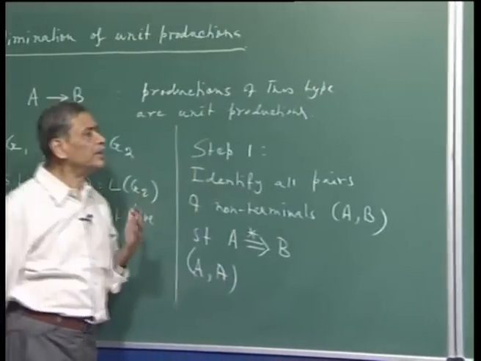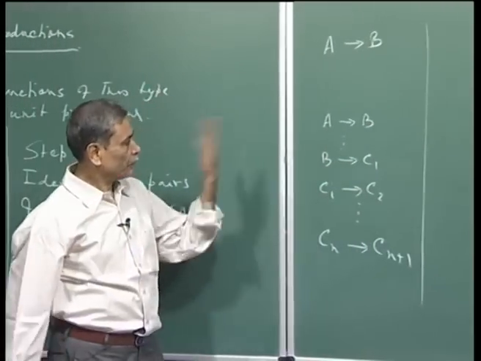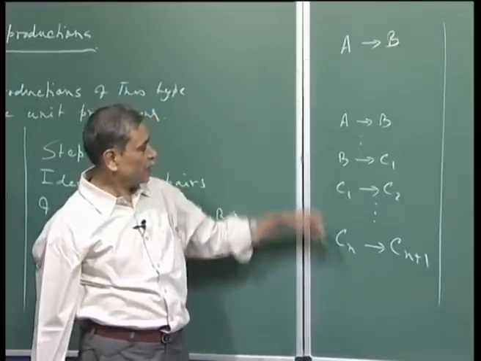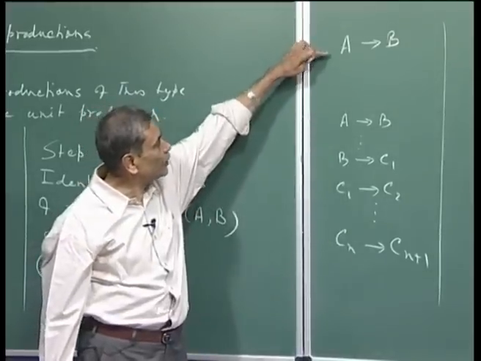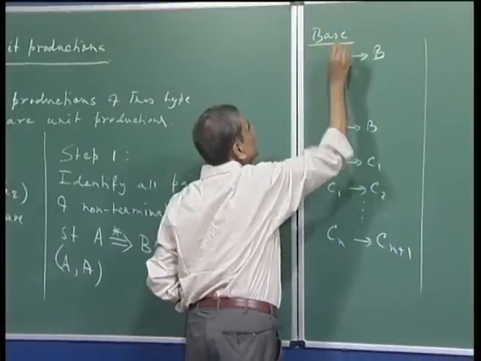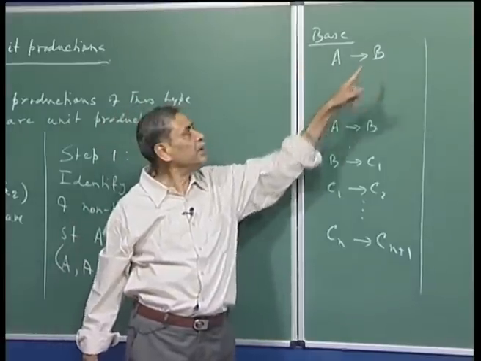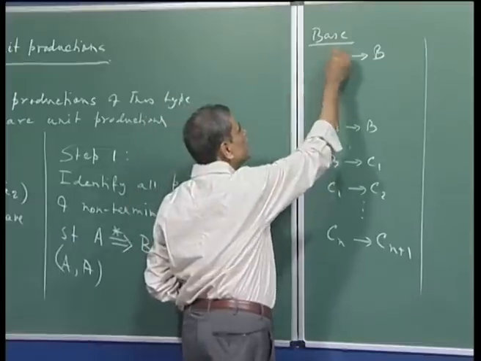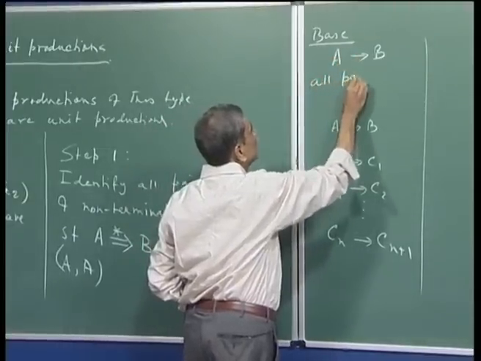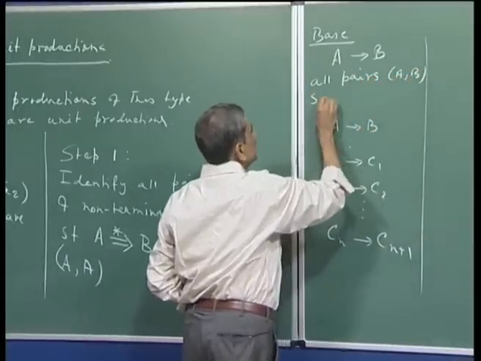Actually, we can do it in a more straightforward manner, which is a little more intuitively clear, but let me complete what I was saying here. We start with the base case. So, the base consists of identifying all pairs A, B such that A goes to B is a production. Let me write it down: the base consists of all pairs A, B satisfying the above.